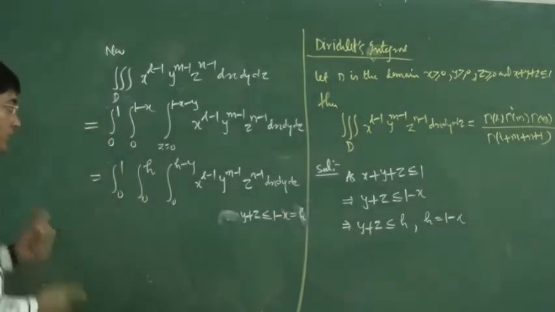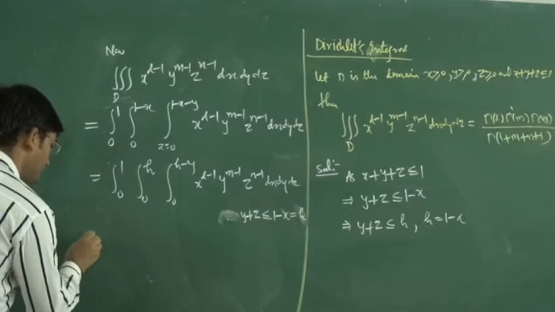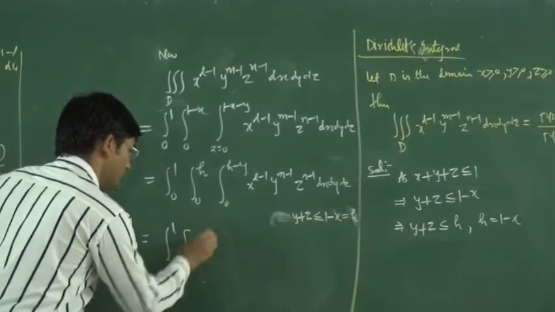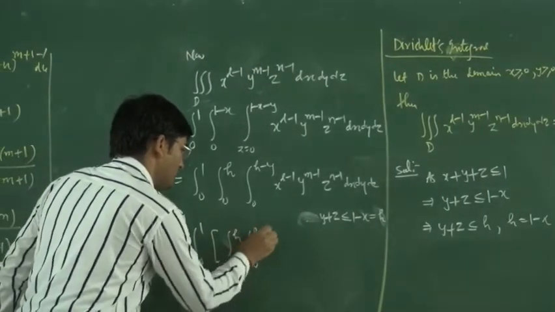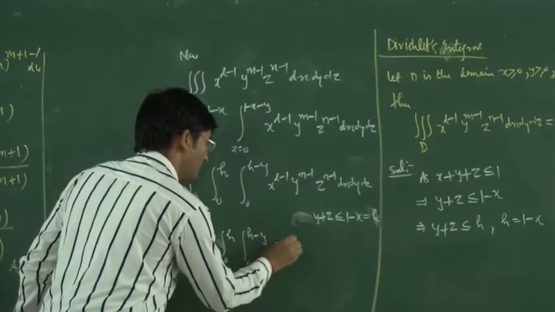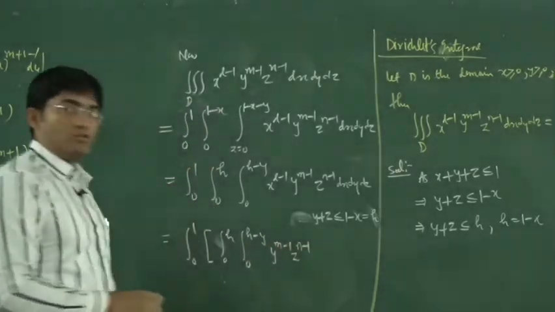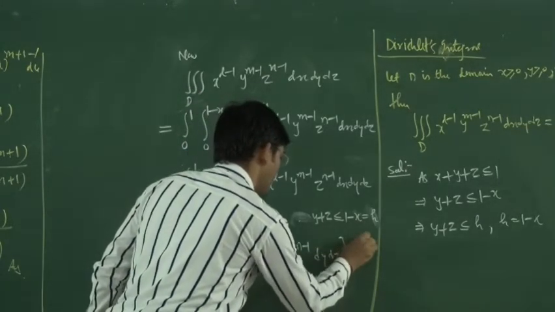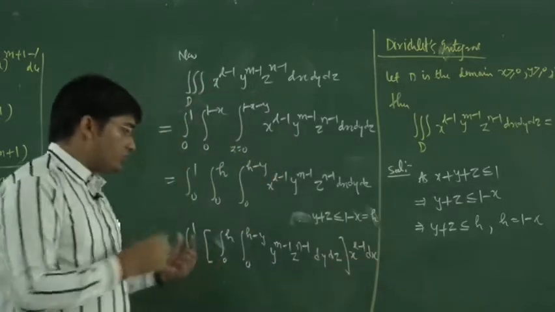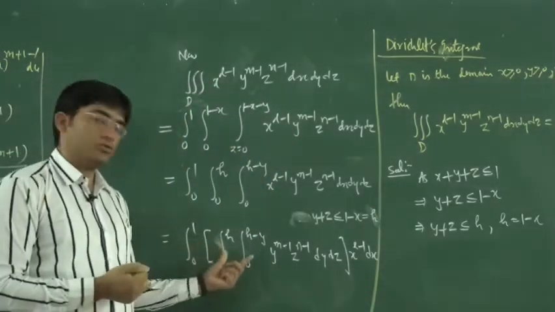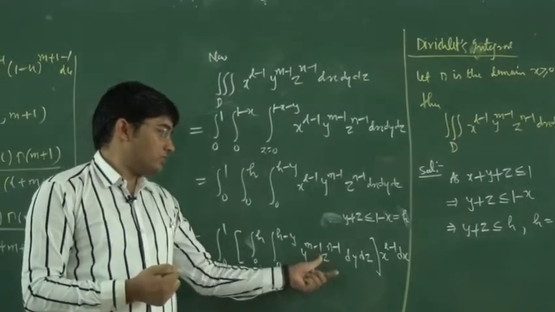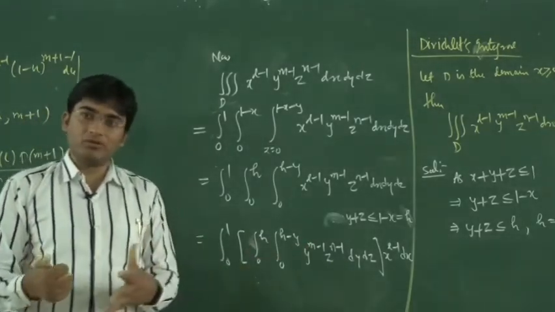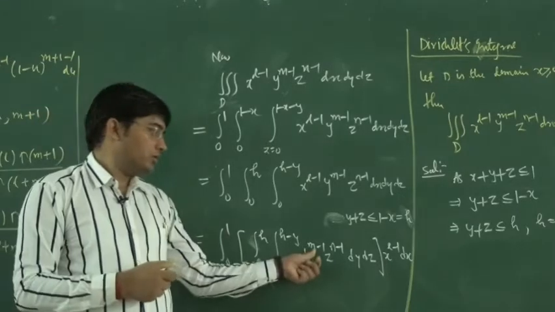So now using the previous lemma, we can write this as integral 0 to 1, then integral 0 to h, 0 to h minus y, y power m minus 1, z power n minus 1, dy dz, and outside we will have x power l minus 1 into dx. Now the previous lemma was the double integral of y power m minus 1, z power n minus 1, dy dz equal to gamma m into gamma n upon gamma m plus n plus 1, multiplied by h to the sum of the powers.